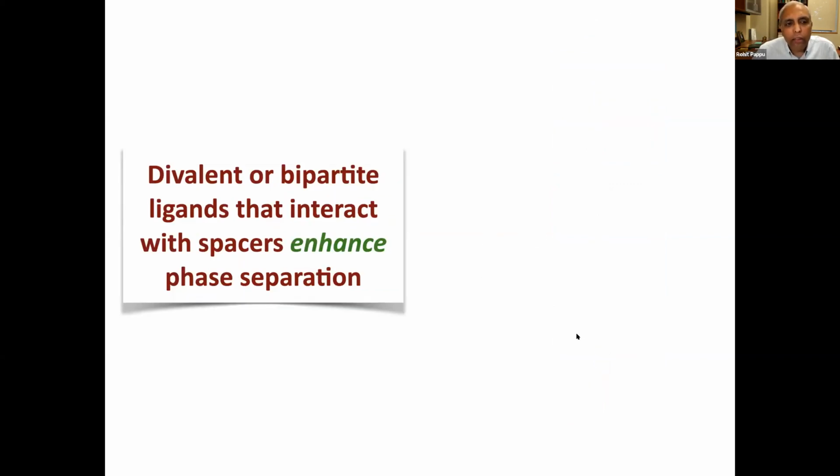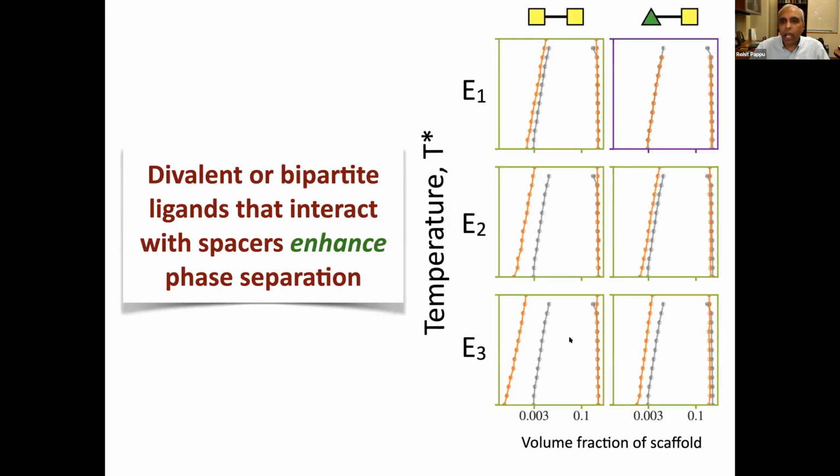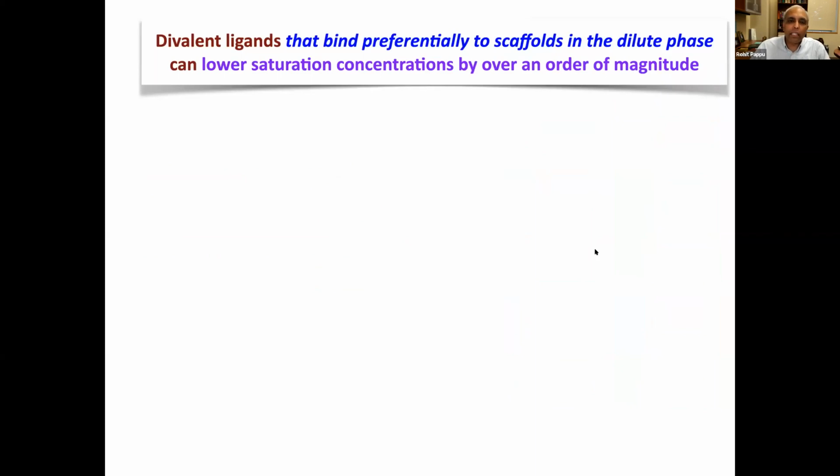Now, when you have divalent or bipartite ligands that interact with spacers, or spacers and stickers, what you see is that the orange curves are wider than the gray curves. So you're actually seeing an increase in the driving force for phase separation. You get this enhancement of phase separation. So let's go back and ask to what amount.